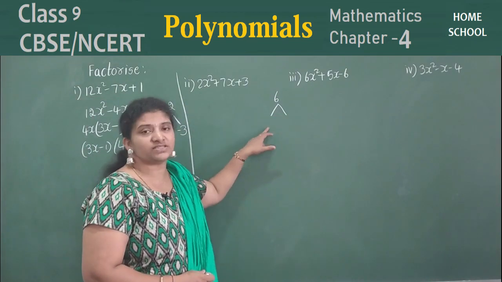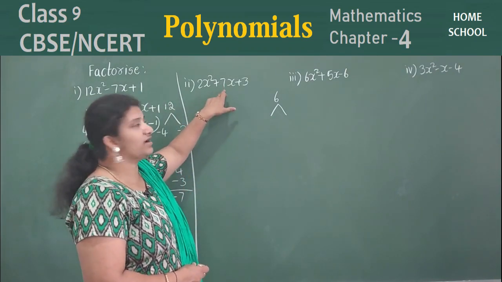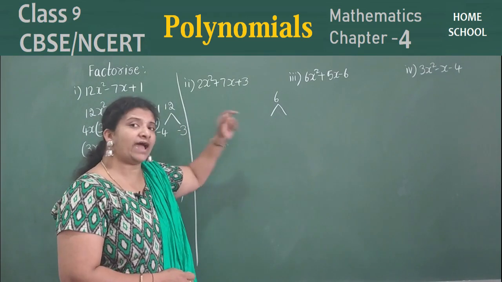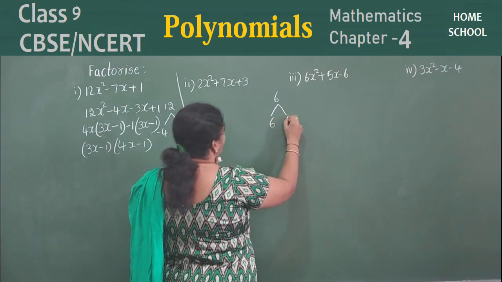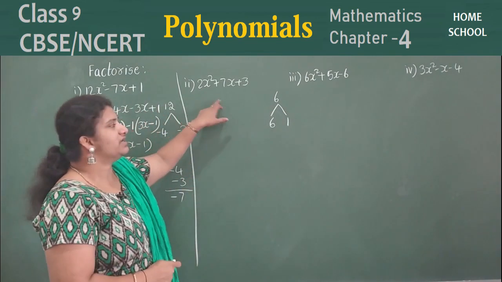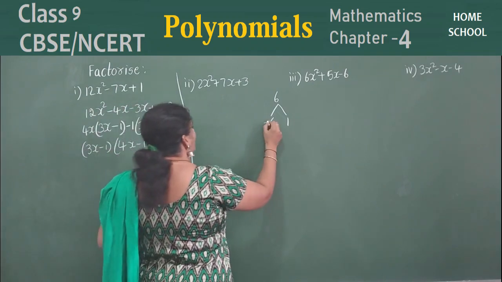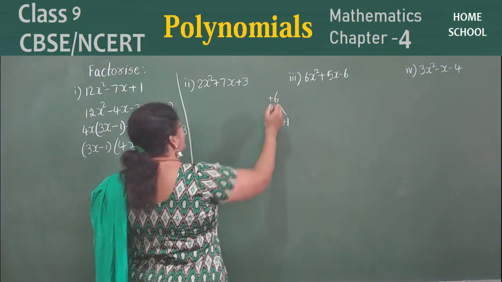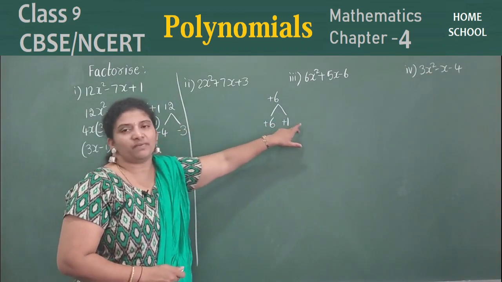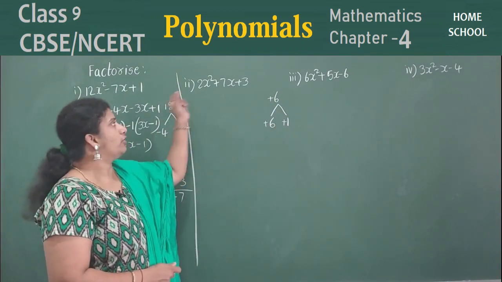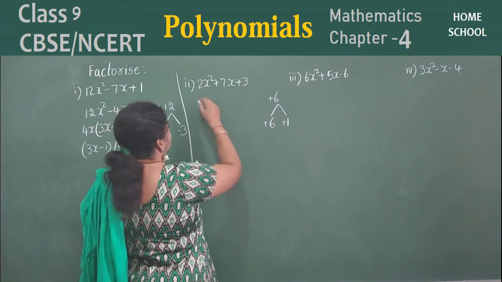If you add or subtract, you should get the middle value. What is the value you have here? 7. So which factors pair I need to take? 6 ones are 6. That means 6 plus 1 will be 7. So all will be having a positive sign. So children, if you want, you can take here x also. 6x plus 1x also you can take, or only numbers also you can take. Anyway, you can take the factors like this.